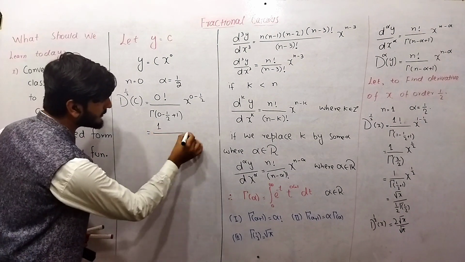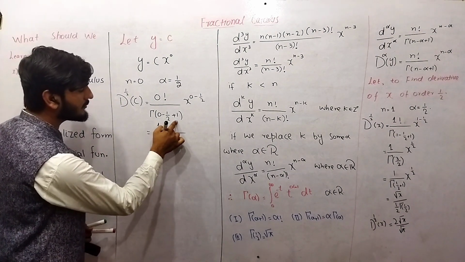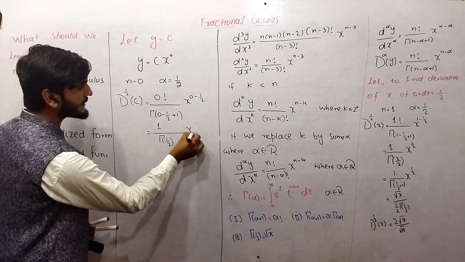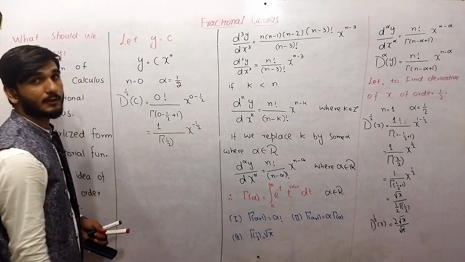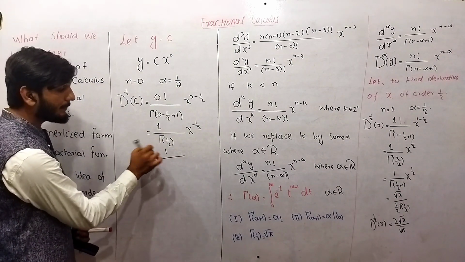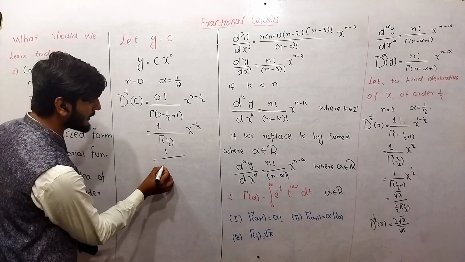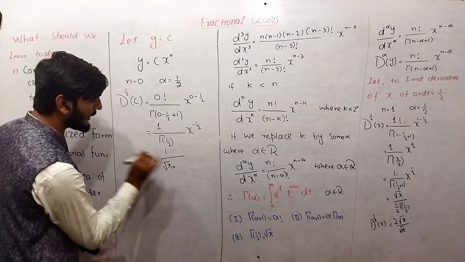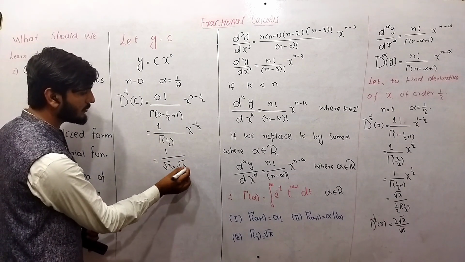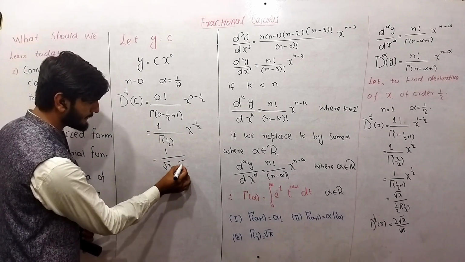0 factorial is 1, and after simplification the result is 1 over gamma of 1 over 2, times x raised to the power minus 1 over 2. By the third property, gamma of 1 over 2 is the square root of pi, and x raised to the power minus 1 by 2 is 1 over the square root of x.